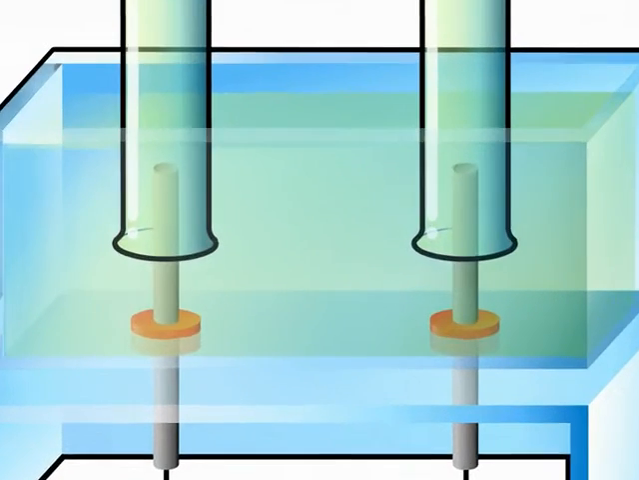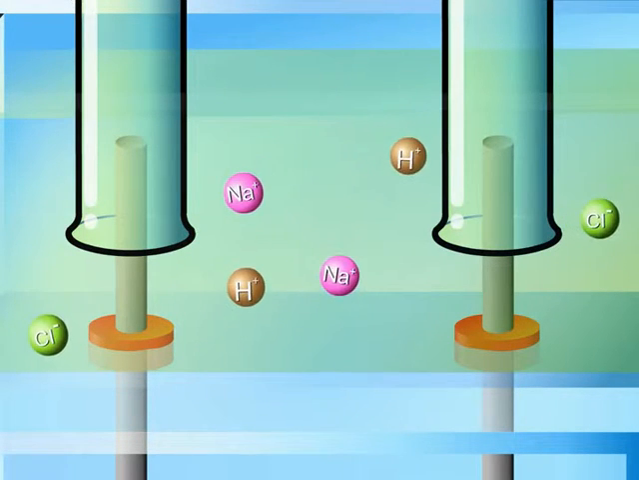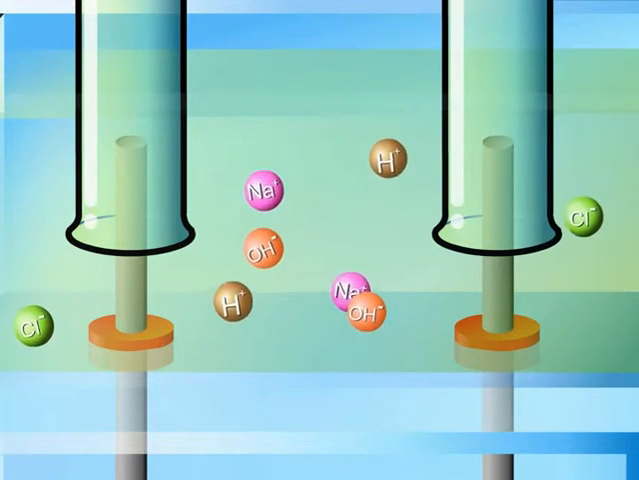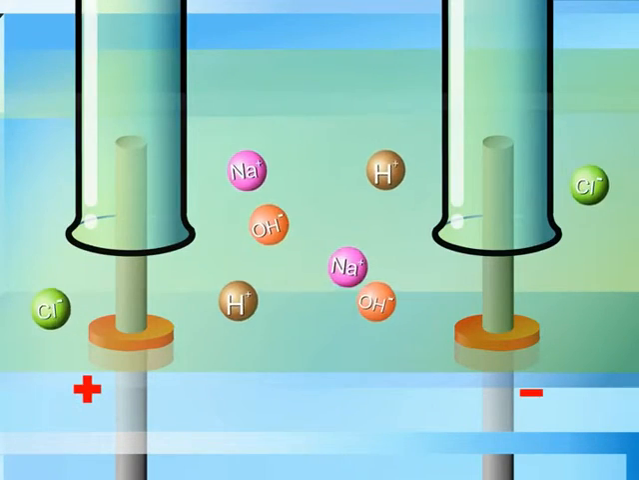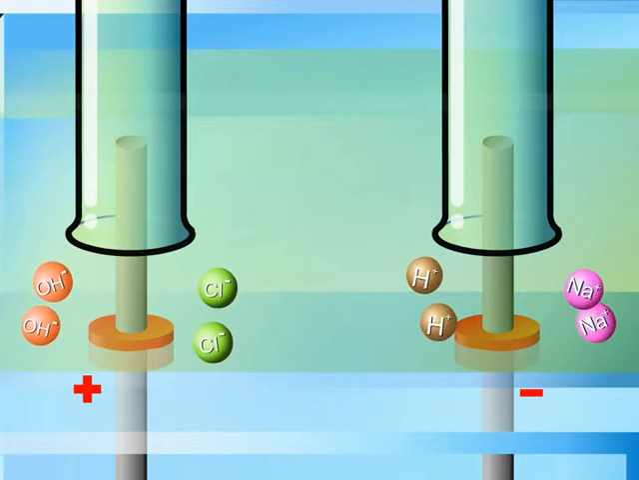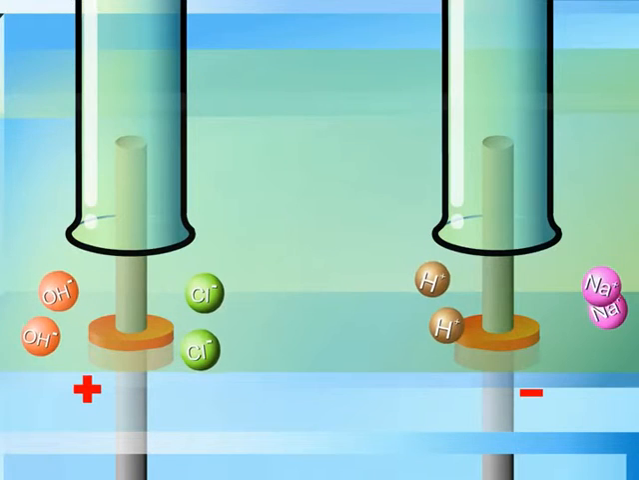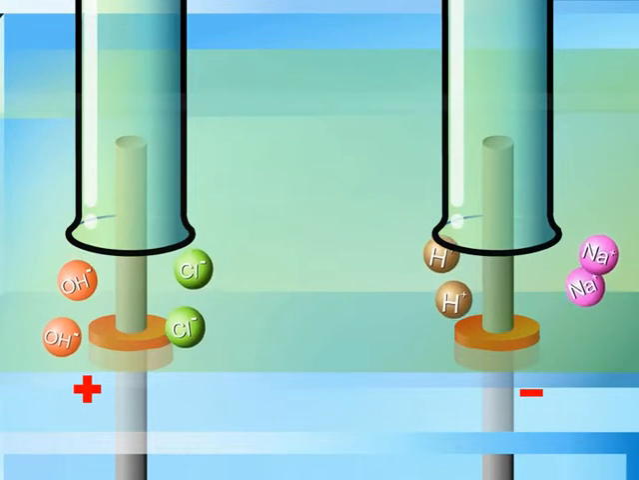In the dilute sodium chloride solution, there exist sodium ions, hydrogen ions, chloride ions, and hydroxide ions. The chloride ions and hydroxide ions are attracted to the anode, while the sodium ions and hydrogen ions are attracted to the cathode.